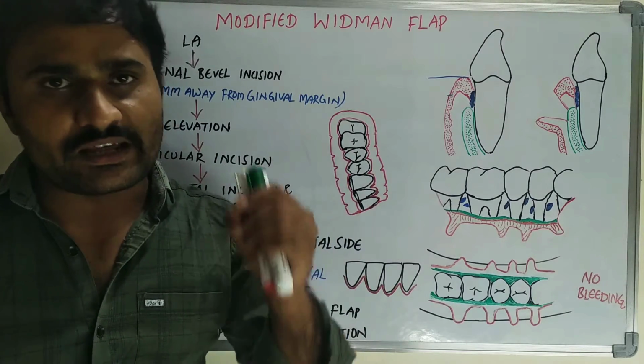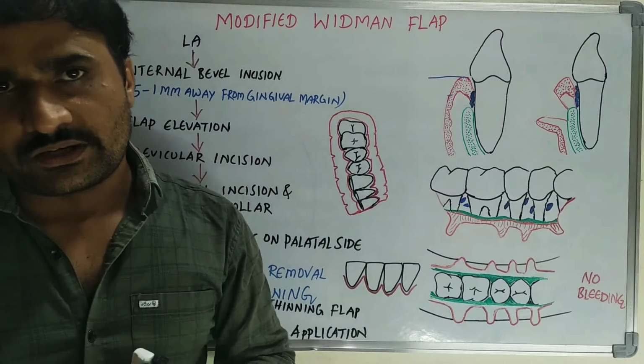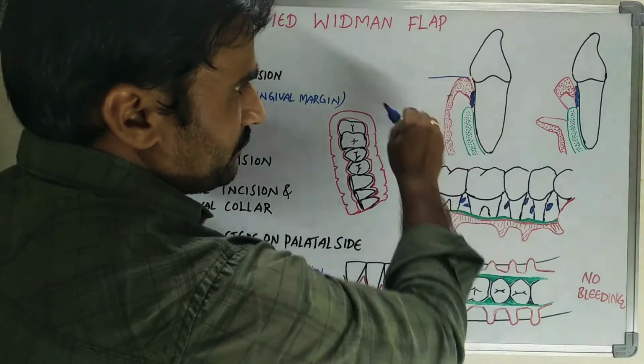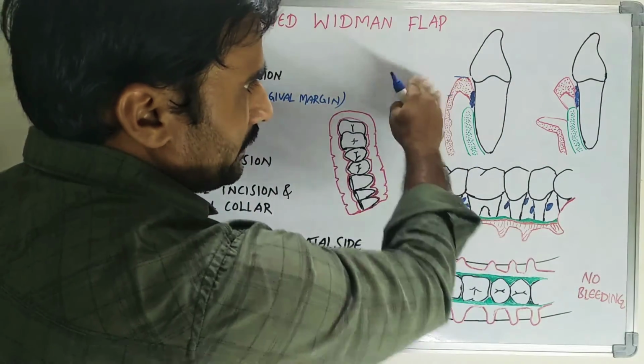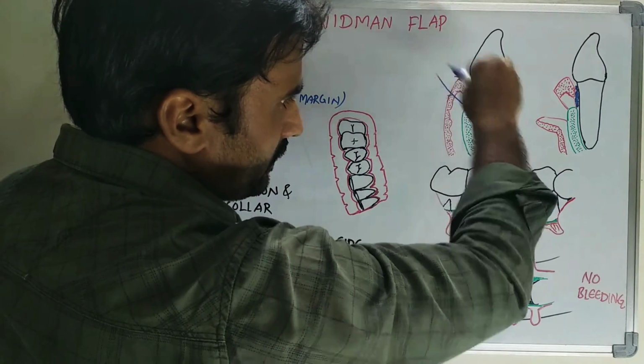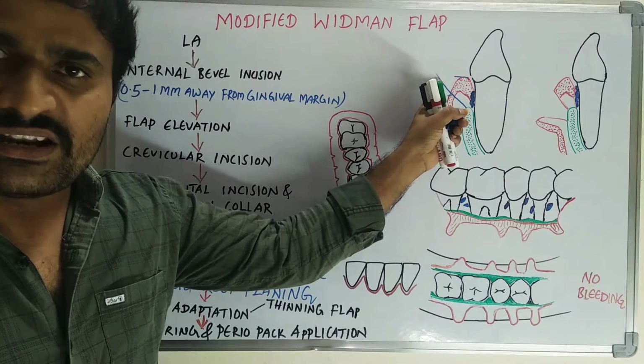Internal bevel incision can be asked as a very short answer question also, a 2 marks question, right? So your first incision starts here, and it is aimed towards the crest of the interdental bone. So this is the internal bevel incision.